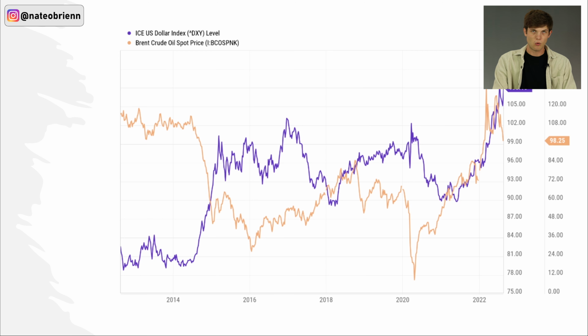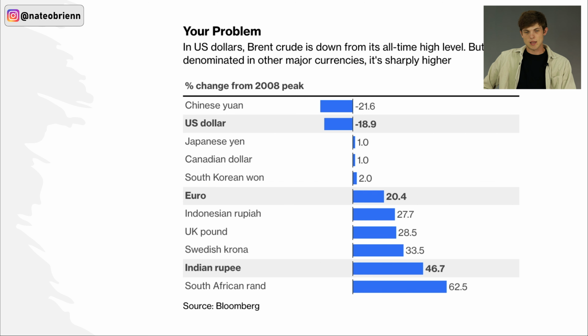Now, this is the dollar compared to oil, but let me show you something really interesting: since the 2008 peak, Brent crude, which is essentially oil, is cheaper for the US dollar, for people in the United States and also in China, because the Chinese currency has been getting stronger as well. But it's more expensive in places like India, South Africa, Sweden, the UK, and Europe as well. The price of oil is up 20% since 2008, compared to down 18.9% in the United States. And this is all because of foreign exchange rates. So this is all just so interesting.